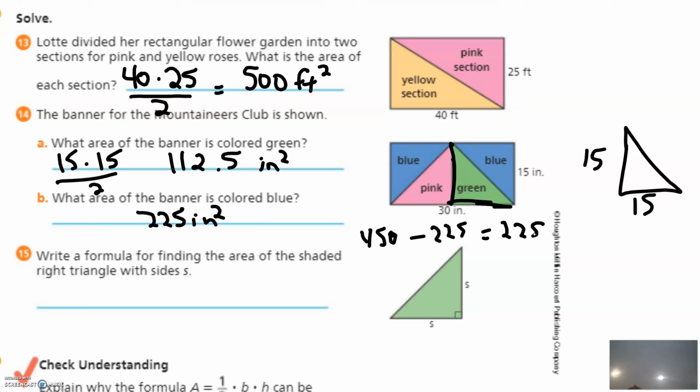All right, so we're going to write an area for this right triangle with the sides S, and it's very rare, but you can have a right triangle that has these two sides the same. So you would do side times side divided by 2. Okay. You also could write that 1/2 times side times side.